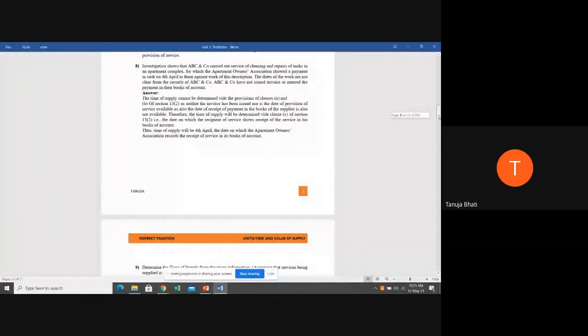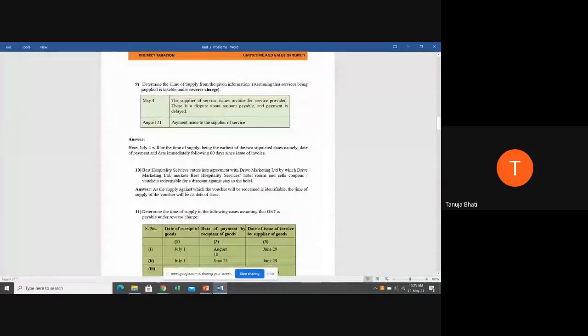Next, let us move ahead to problem number 9. Determine the time of supply from the given information, assuming that the services being supplied are taxable under reverse charge. So first of all, it is services, so section 13 will be applicable, and reverse charge, so section 13 subsection 3 will be applicable. And what happens in reverse charge? The recipient is liable to pay tax. So you have to look from the angle of the recipient.